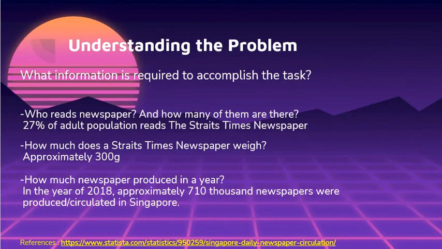The information that is required to complete the task is who reads the newspaper and how many of them are there. Only 20% of the adult population reads the Straits Times newspaper. Another factor that is needed is how much a Straits Times newspaper weighs, maybe around 300 grams. And the last factor that is needed is how much newspaper is produced in a year. In 2018, approximately 710,000 newspapers were produced or circulated in Singapore.